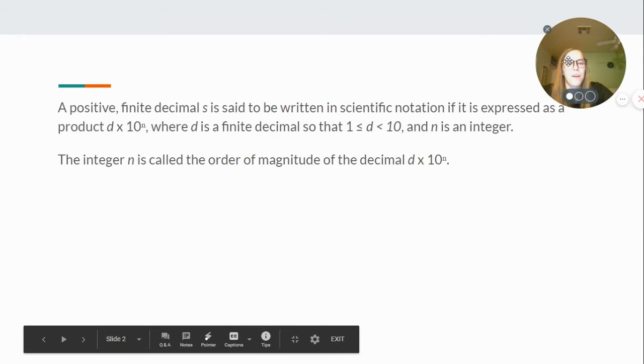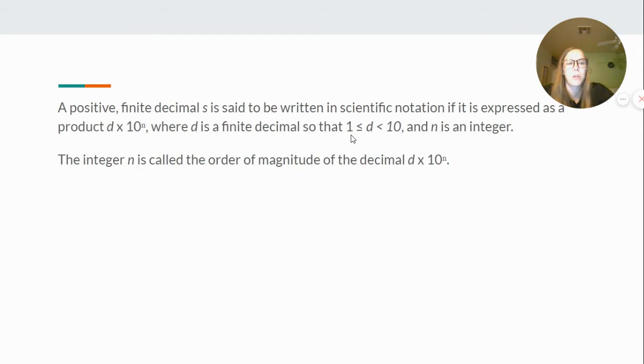Okay, so d is greater than or equal to 1, excuse me. So more than 1 or equal to it, but less than 10, so it cannot be 10. And then n is an integer. So here we have the order of magnitude of the decimal, which the integer n is called. So d times 10 to the nth.